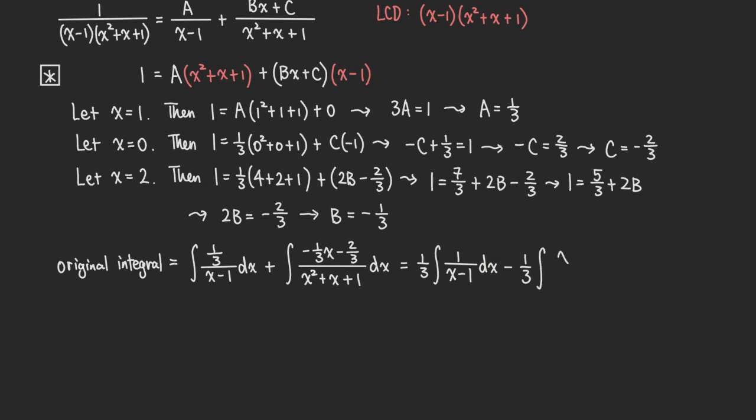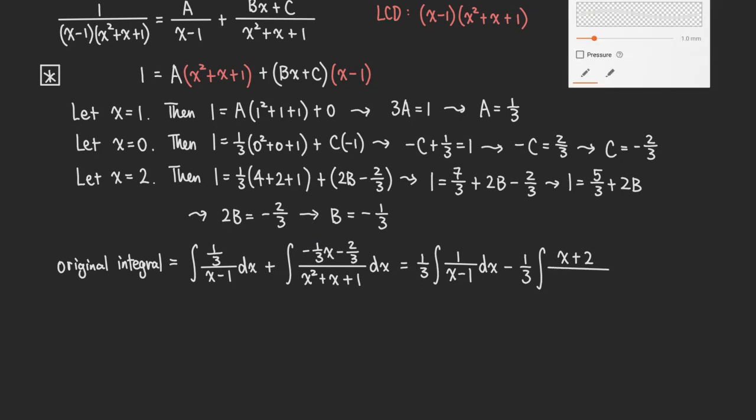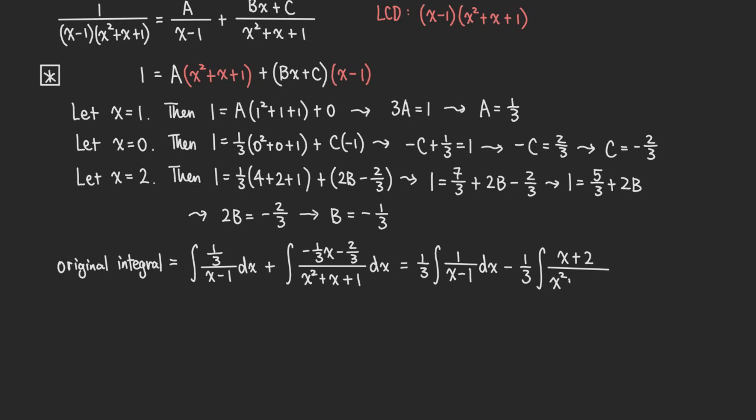And we have the integral, which becomes x plus 2, if we factor out the -1/3. Then we get x squared plus x plus 1, and then the dx. Now you can do a quick check. It's -1/3 times x, so we get -1/3x. -1/3 times 2, we get -2/3. So we have done the factorization correctly.